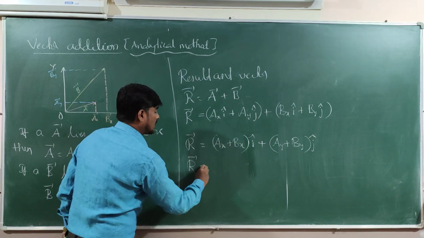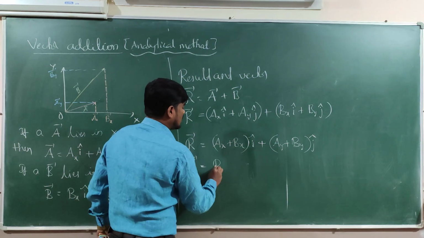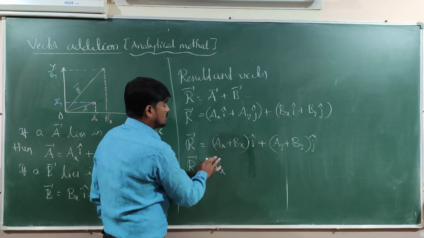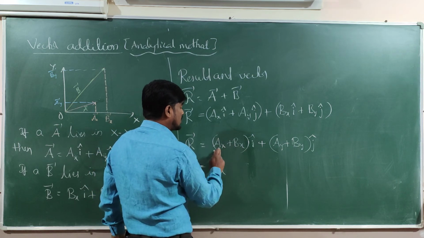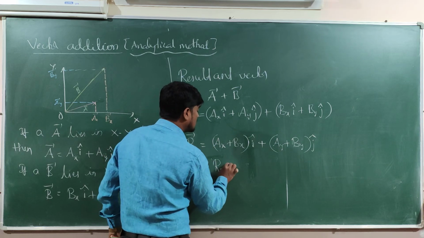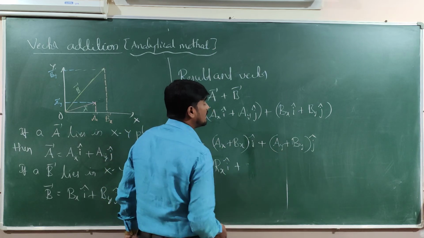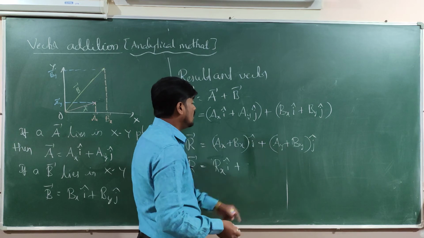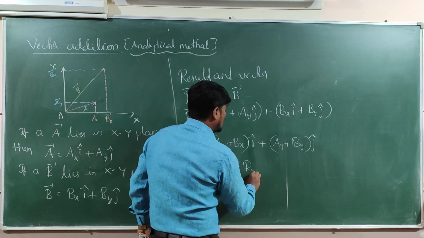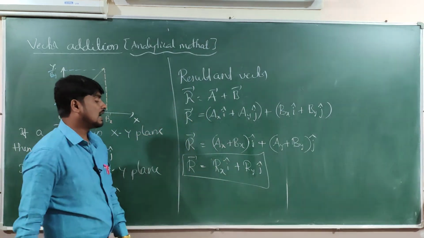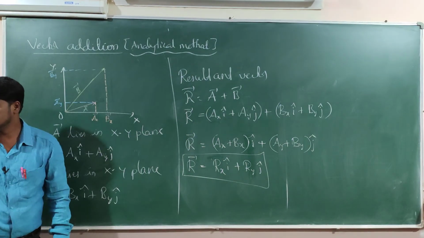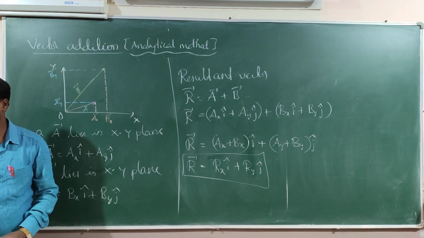Vector R is equal to, what is Ax plus Bx? Think about the resultant of the x components of A and B, that is Rx i cap. What is Ay plus By? The component along the y axis, this is given by Ry j cap. One more very important result: R is equal to Rx i cap plus Ry j cap.